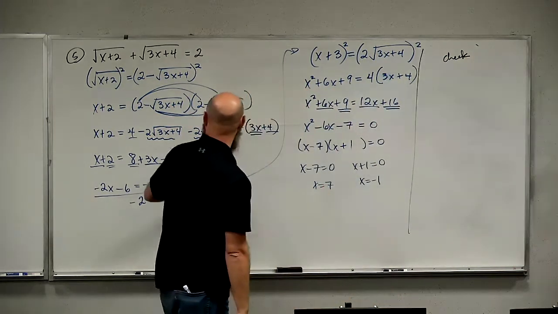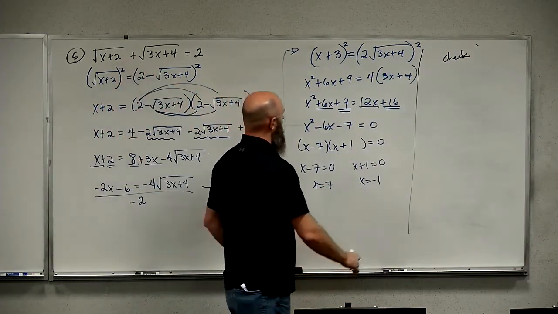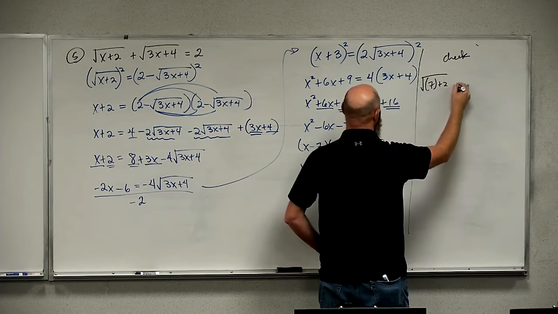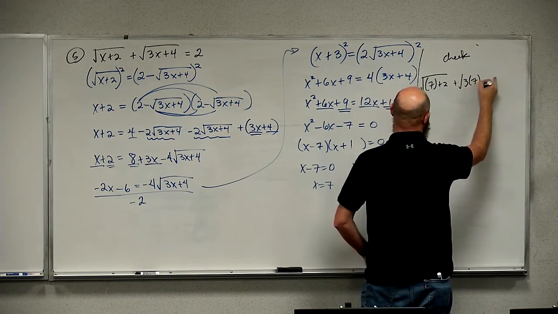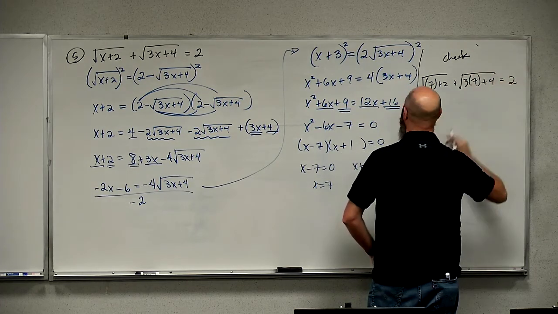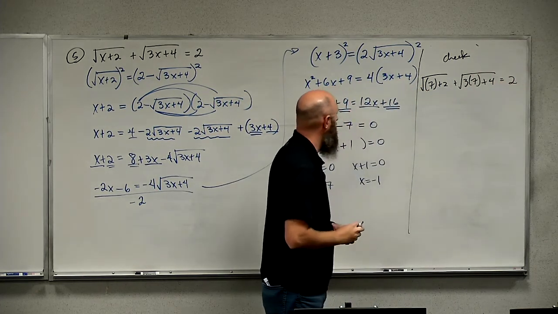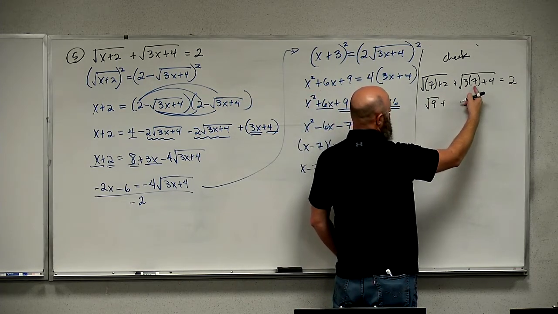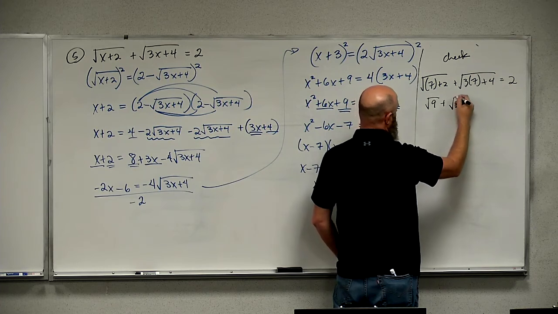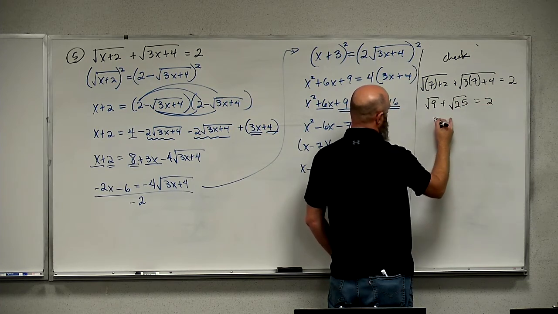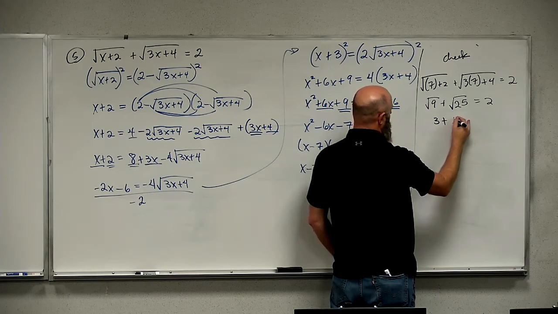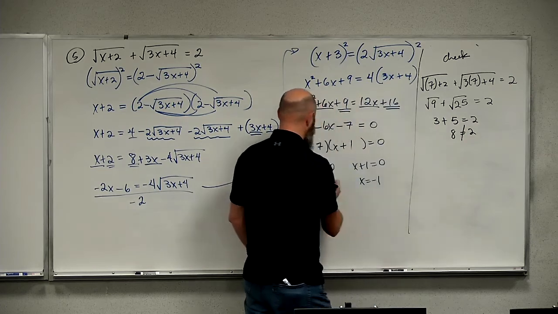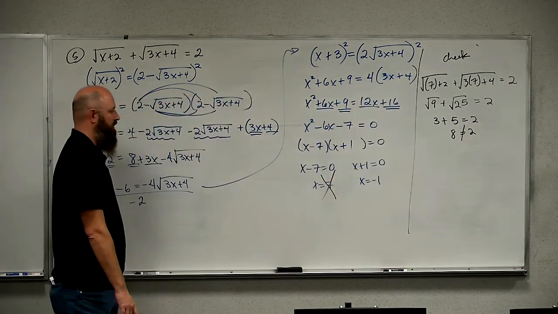All right, so for 7, we need to plug that in. I always like to go back to my original with these. So we have the square root of 7 plus 2, plus the square root of 3 times 7 plus 4, does all of that equal 2? All right, well, 7 plus 2, that's 9. 3 times 7 is 21, plus 4 is 25. The square root of 9 gives me 3. The square root of 25 is 5. 3 plus 5 is 8, not 2. So the 7 does not work for that one.